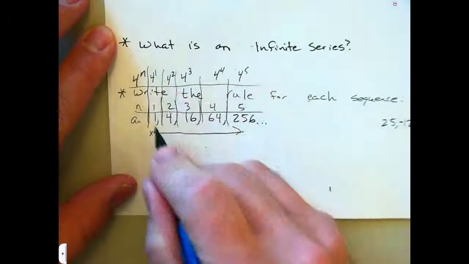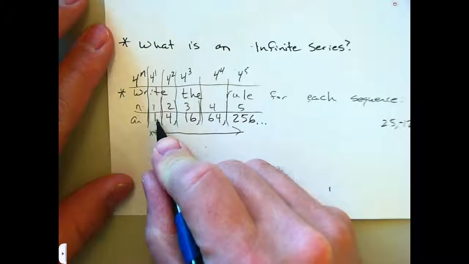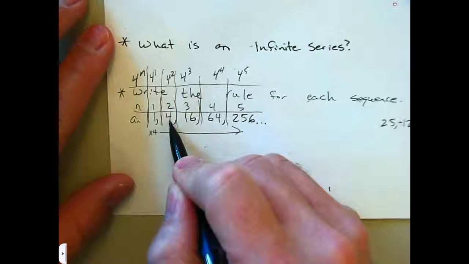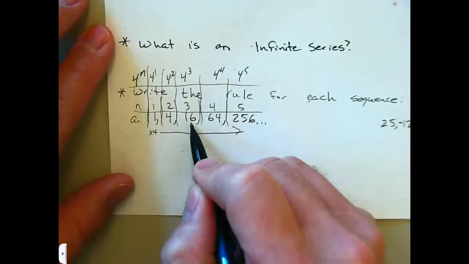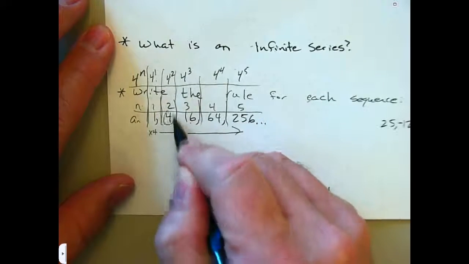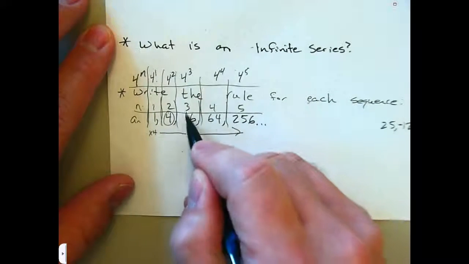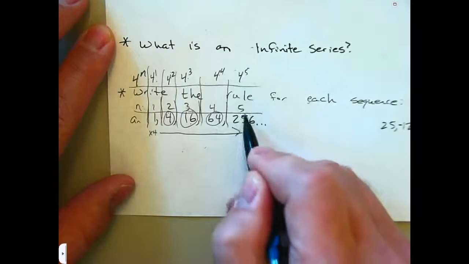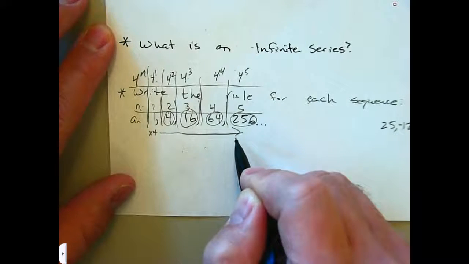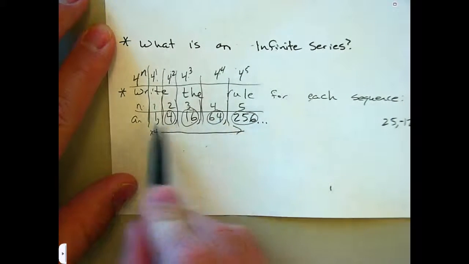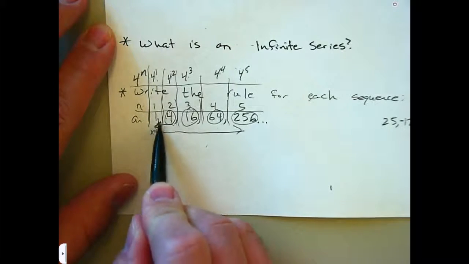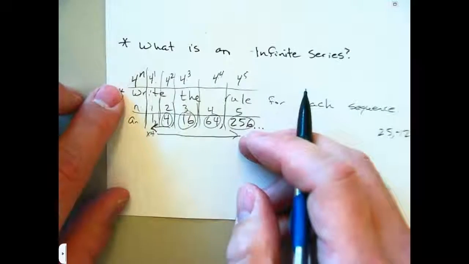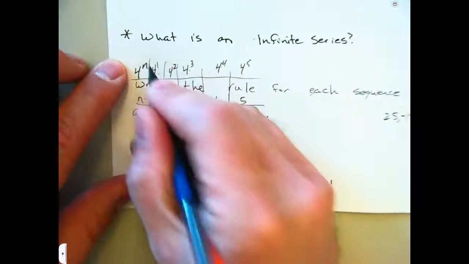Is 4 to the first 1? No, what is it? It's 4. Is 4 to the second 4? No, it's 16. Notice that each one of these happens to start like this is that one. That one is that one. That one is that one. Okay, it would really be nice if this was slid back one space. You can't just move the numbers. Okay, but you can change this.